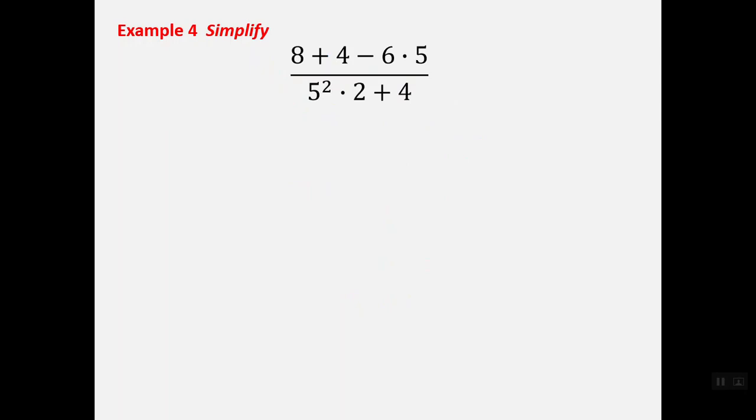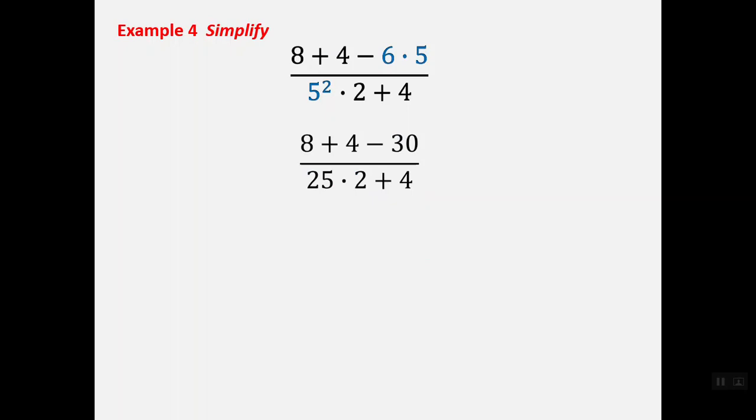All right, another example. Now here we've got a big fraction bar, and that operates like a grouping symbol. So we can do all of the numerator and all of the denominator as though they were each in their own set of parentheses. So we can do one step at a time from the numerator and one step at a time from the denominator. So in the numerator, we've got multiplication that needs to happen first, and in the denominator, we've got an exponent that needs to happen first.